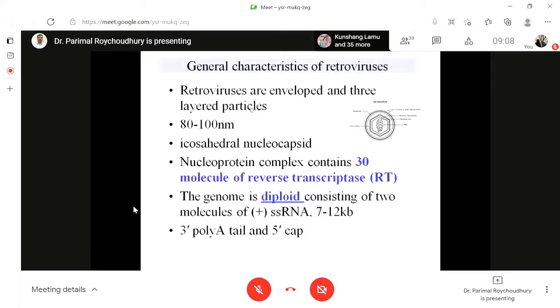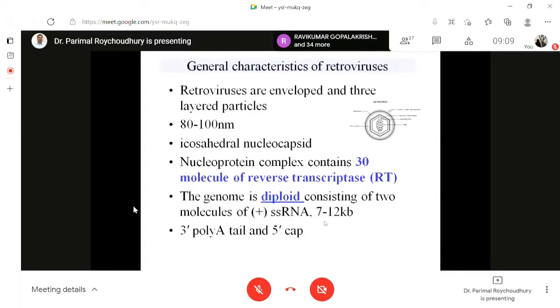So they are enveloped, 3-layered particles. The icosahedral symmetry is inside, and then they have an additional protein layer, and then the envelope. So 3-layer covering is there. The inner core is a positive sense single-stranded RNA, a very small genome, around 7 to 12 kb in size range among the members. And it is a positive sense single-stranded RNA.